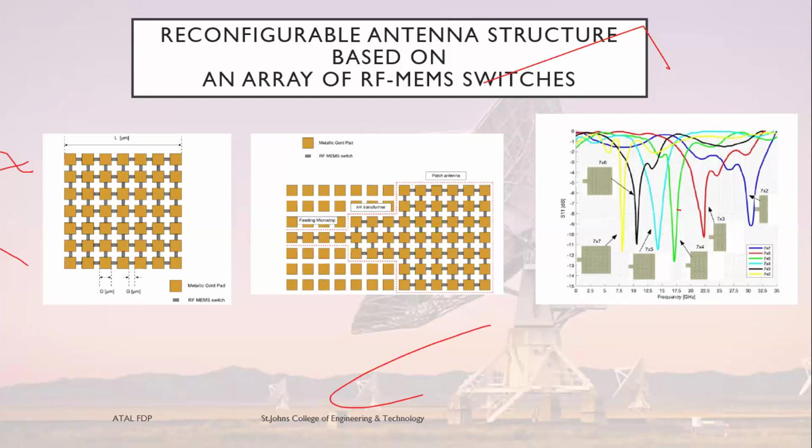So all these things are done dynamically simply by controlling the MEMS switches. I am controlling the frequency of operation from 7.5 gigahertz to 30 gigahertz. See the range, how beautiful the concept is, simply by turning on or turning off the MEMS. So you are able to control the frequency.